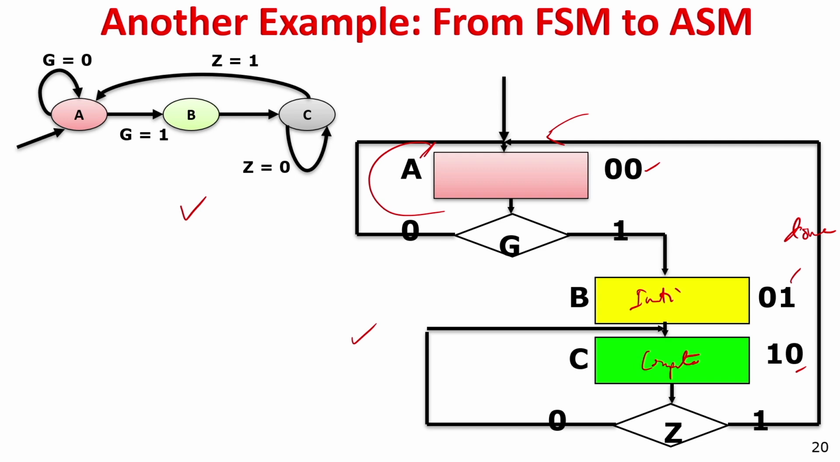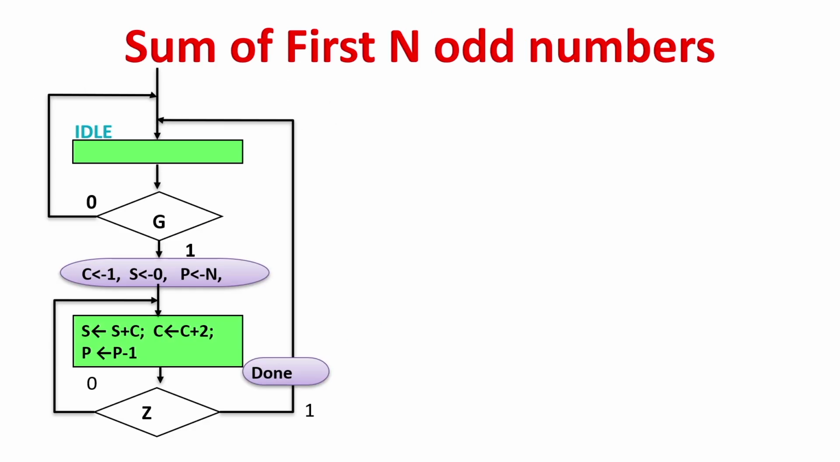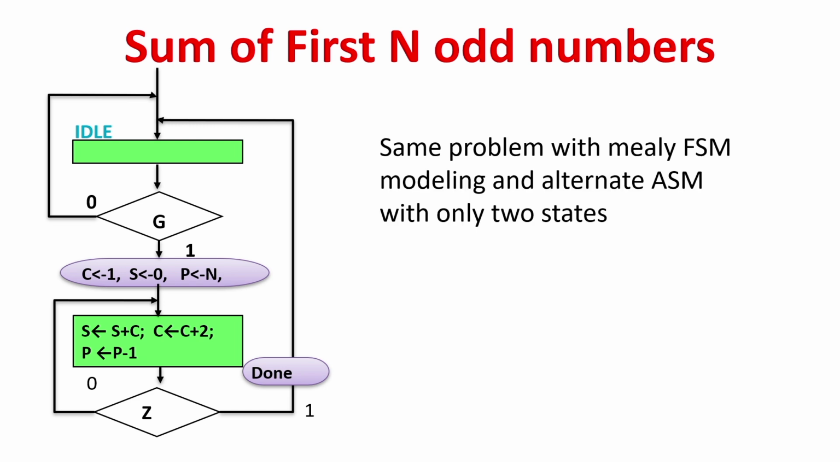But for this example we can represent the same thing differently. This one is actually a Moore FSM. We can design the same problem with a Mealy FSM, and it can be done with 2 states very easily. If you convert this Mealy FSM to an ASM, then we can manage with 2 states. Here is the same problem with Mealy FSM modeling and an alternate ASM with only 2 states.